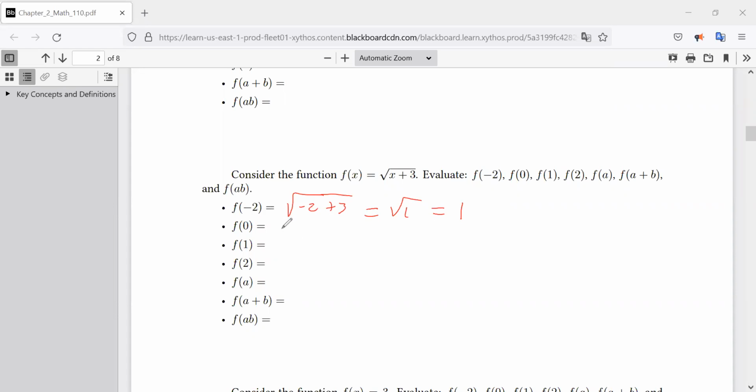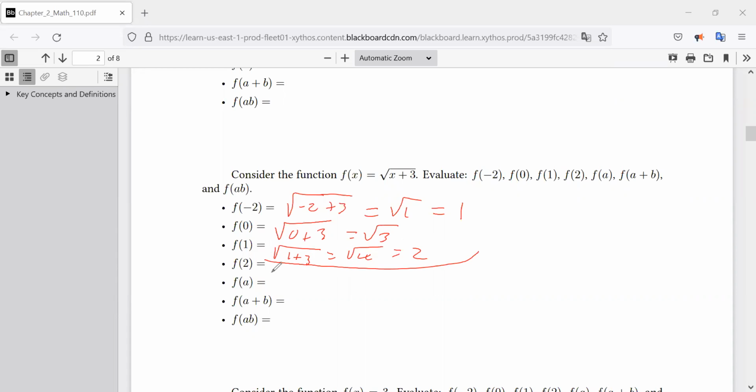f of 0 is? The square root of 3? Yep, the square root of 0 plus 3, which is just the square root of 3. f of 1 is? 2. So it's going to be the square root of 1 plus 3, which is equal to the square root of 4, which is equal to 2.